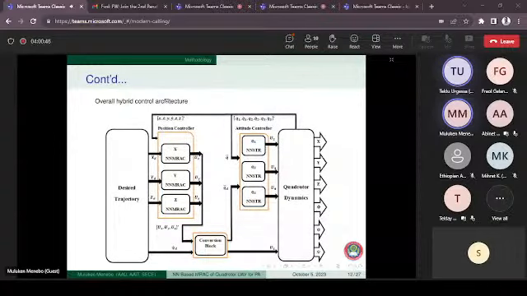This is the overall architecture. Okay, you are five minutes? Yes, sir. One minute in mind. Okay.